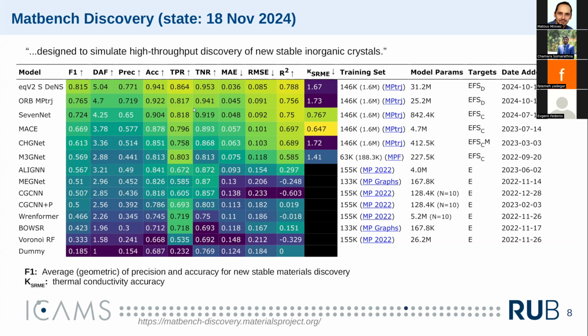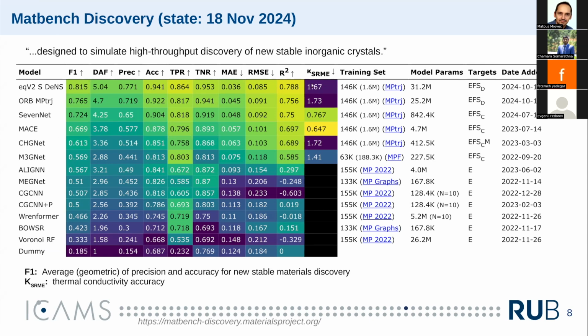And if you find these stable compounds, with better or worse success rate, which is measured by precision or accuracy or other metrics, which can now be formulated as an F1 score, the harmonic average of precision and recall, for new stable materials discovery. So the larger the better, the closer to 1 the better. It shows how good your model is at predicting these new low-energy materials.